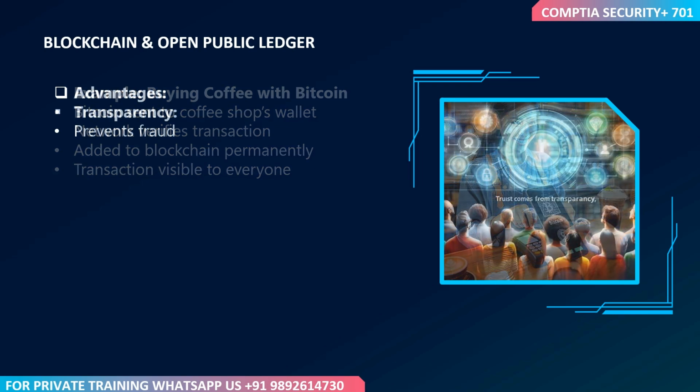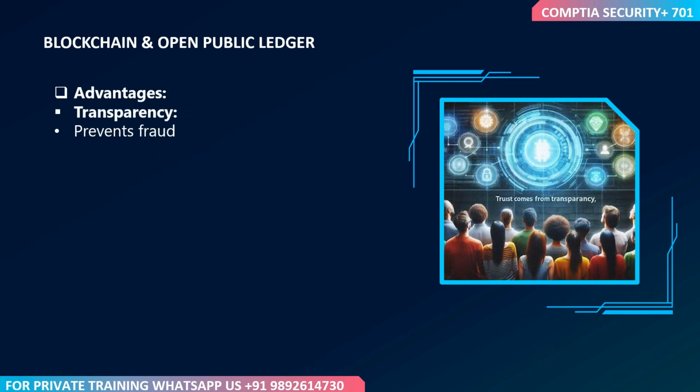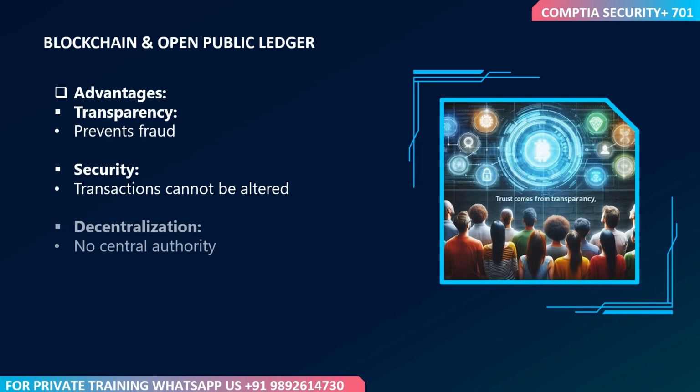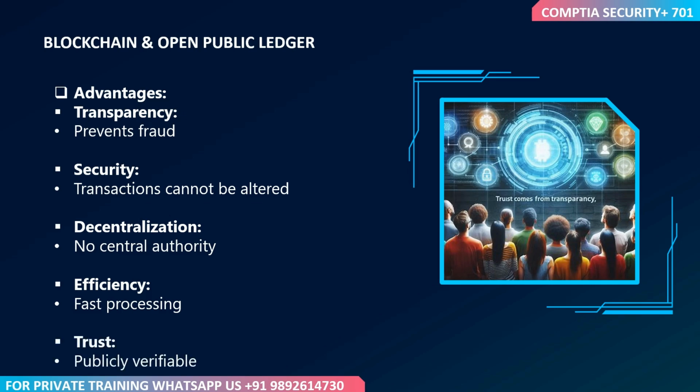So the advantages of an open public ledger, that is, blockchain offers many benefits as an open public ledger. Here are some of the main advantages. Transparency. Since transactions are public, there is no room for fraud. Everyone can see what is happening, ensuring honesty. Second is security. Once a transaction is recorded, it cannot be altered. This prevents tampering and hacking. Decentralization. No single authority controls the blockchain, making it more trustworthy and resistant to corruption. Efficiency. Transactions happen quickly and can be verified by computers without the need for a central authority. Trust. Since everything is recorded publicly, people can trust the system without needing to trust each other.